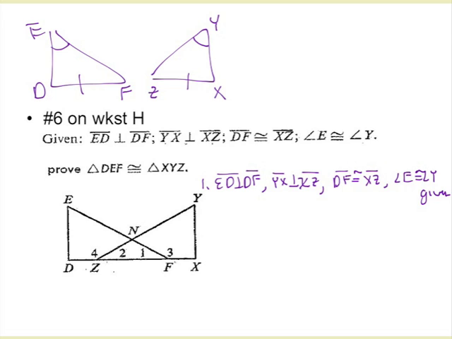Our givens that we haven't used yet are perpendiculars. So what do perpendiculars tell us? Right angles. That we get right angles. So angle D and angle X are right angles because of those perpendiculars. So that is our definition of perpendicular. And then I can mark that. So now 3 things are marked in the triangles, which means that we should be ready to finish this out.